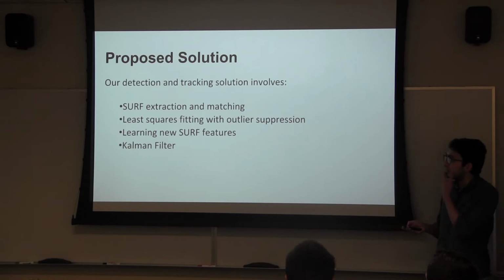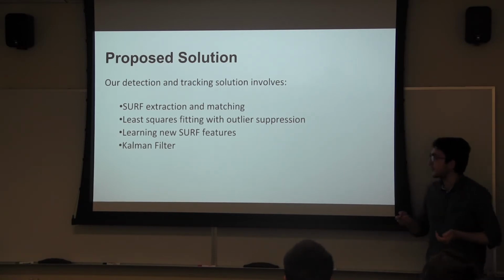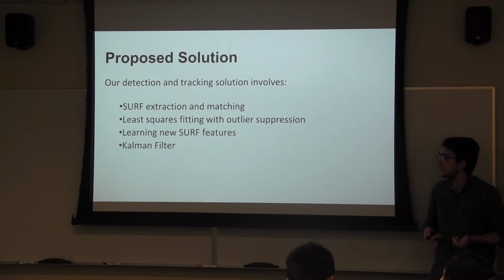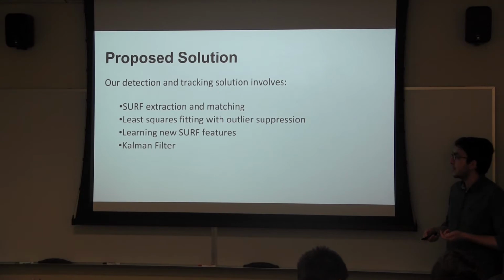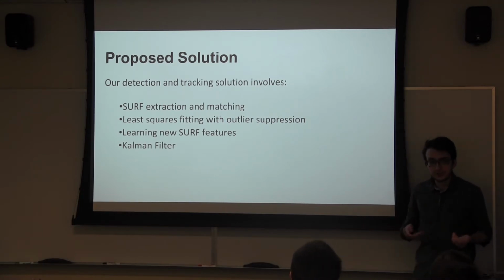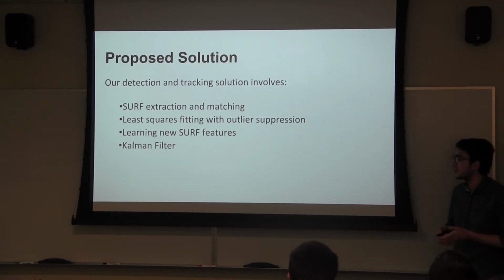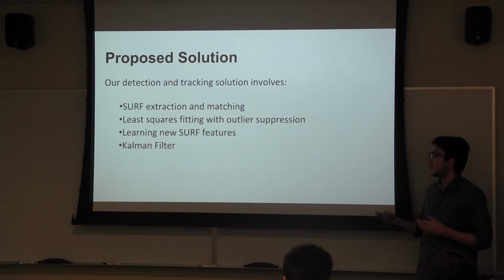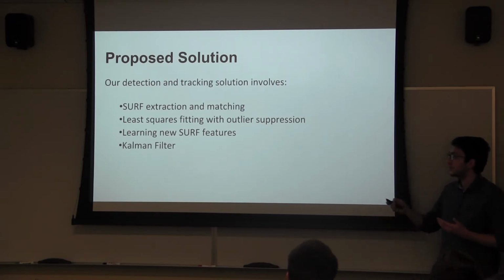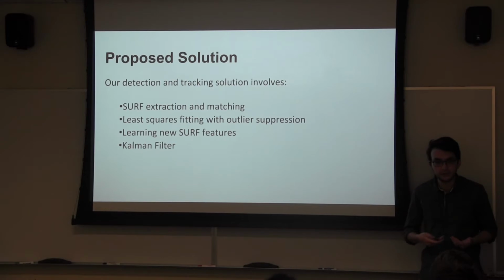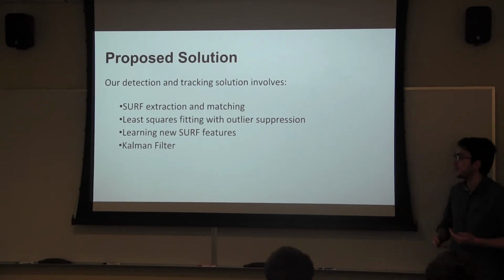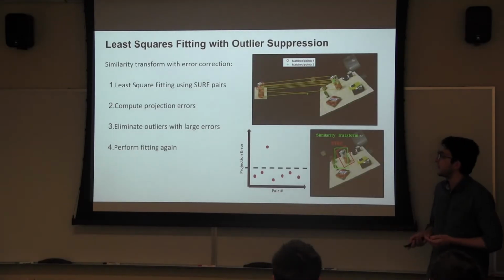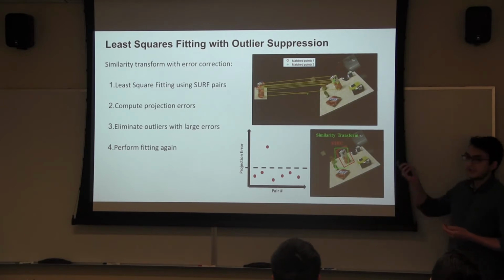So my solution, I will give the flow diagram in the upcoming slide, but it has 4 main steps. First one is SURF extraction and matching for object recognition. The second one is least square fitting with outlier suppression for motion estimation. And there are some additional steps like learning new features for robust recognition in consecutive frames and Kalman filter for robust tracking. So let us focus on these images right now.